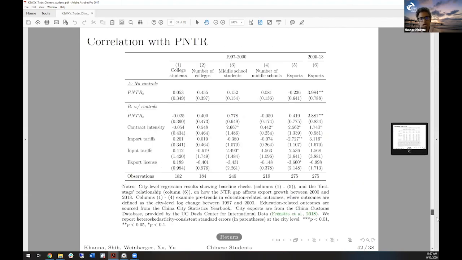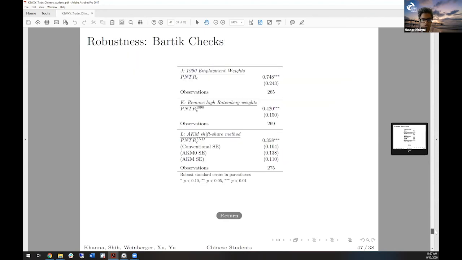You actually don't really know which world you are in. You make a claim that we think we are in the exogenous shifters world because we think that NTR gap is more exogenous, but you could still do all the Goldsmith-Pinkham tests even in that world and see kind of what.